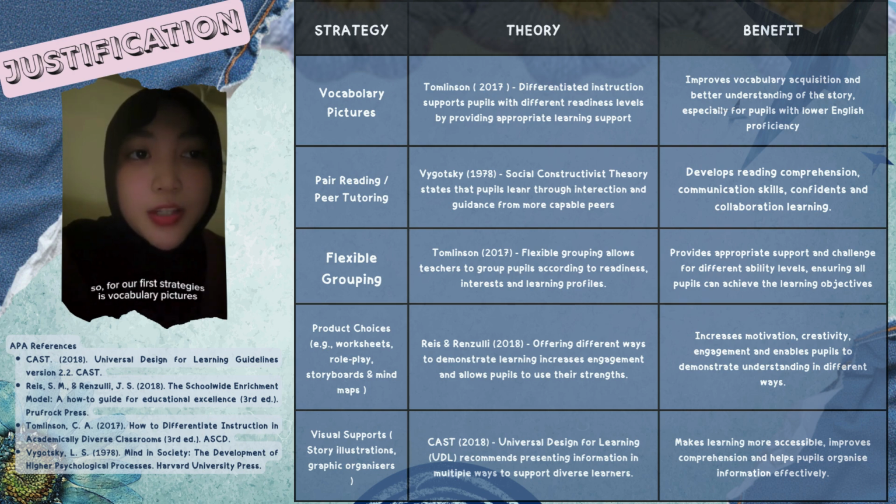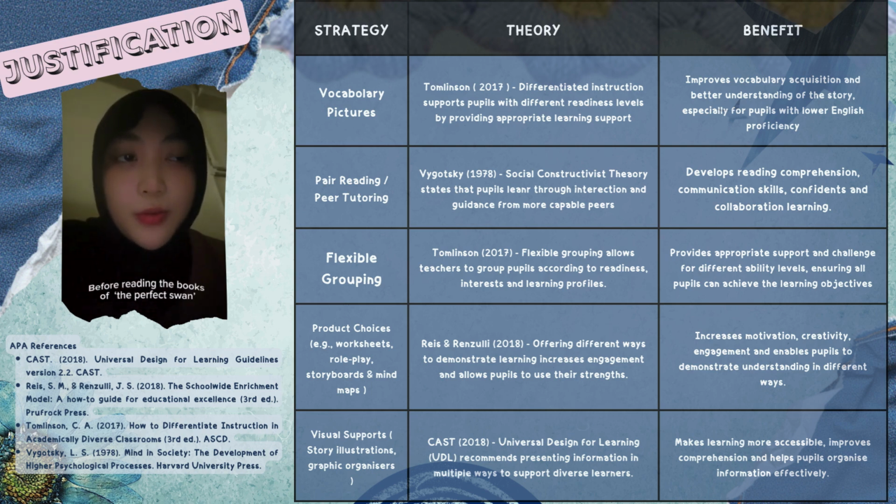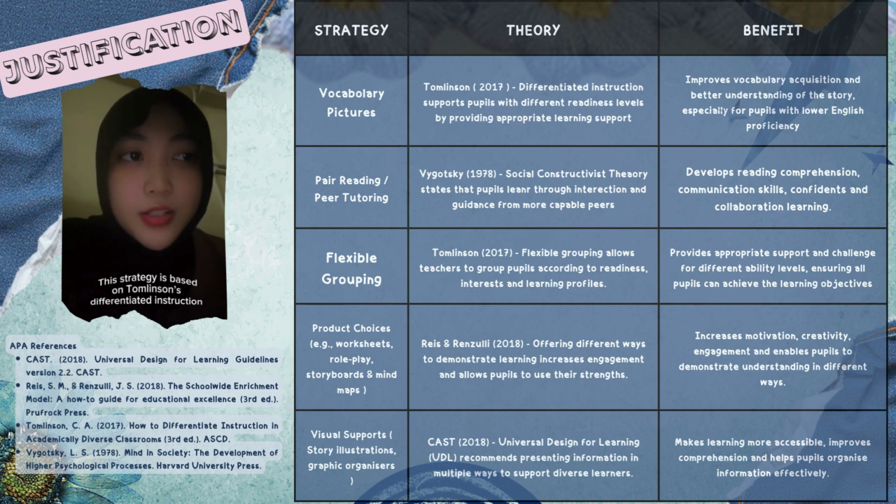So our first strategy is vocabulary pictures before reading the book The Perfect Swan. Pupils are introduced to important vocabulary such as emperor, astonish, forgive, and swan using pictures and simple explanations. This strategy is based on Tomlinson's differentiated instruction. It helps pupils with lower English proficiency understand unfamiliar words, making it easier for them to follow the story and improve their reading comprehension.